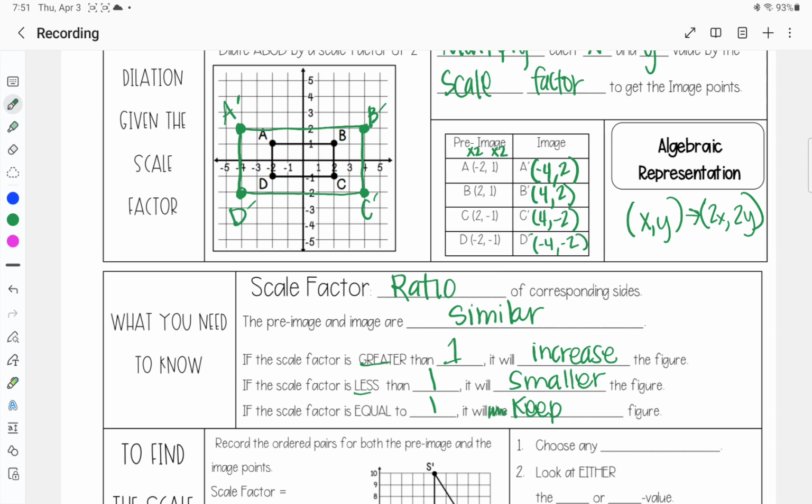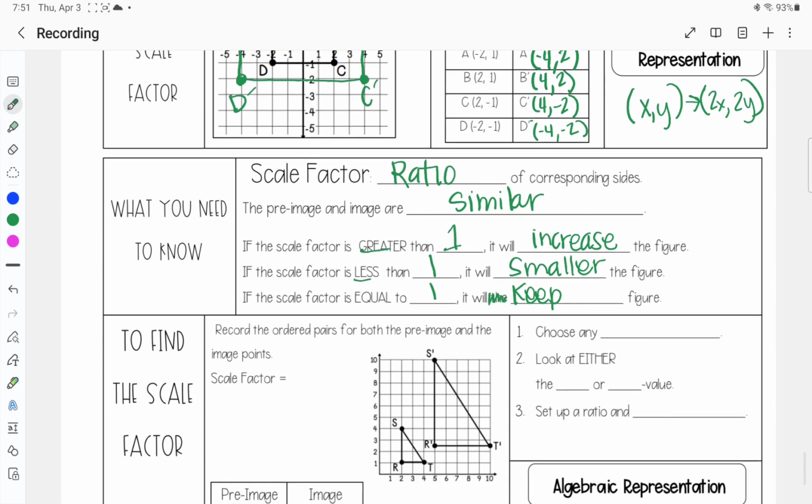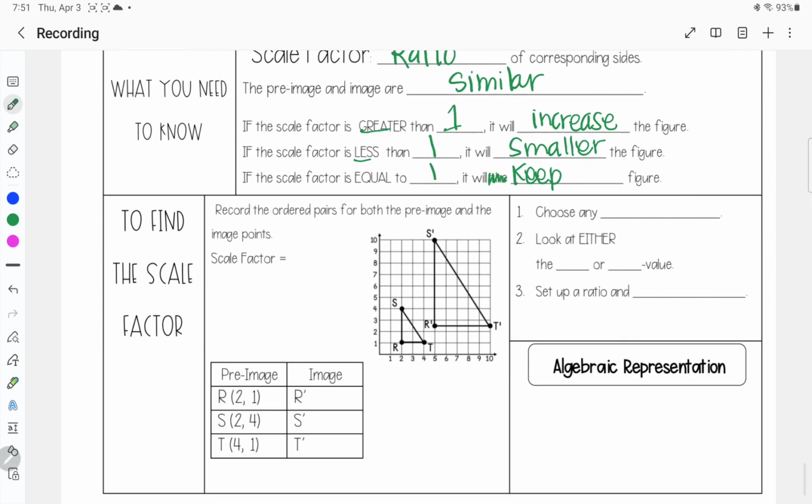The hardest thing is that most of you guys don't have a problem multiplying by the scale factor, but you do have a problem finding the scale factor. So let's go over how we do this. You're going to choose any point. Again, we have the pre-image, the nice clean copy, and the image, the one that's been marked. Then we're going to look at either the x or the y value from that point. Let's say I'm going to pick point R, and I'm going to set up a ratio and simplify.